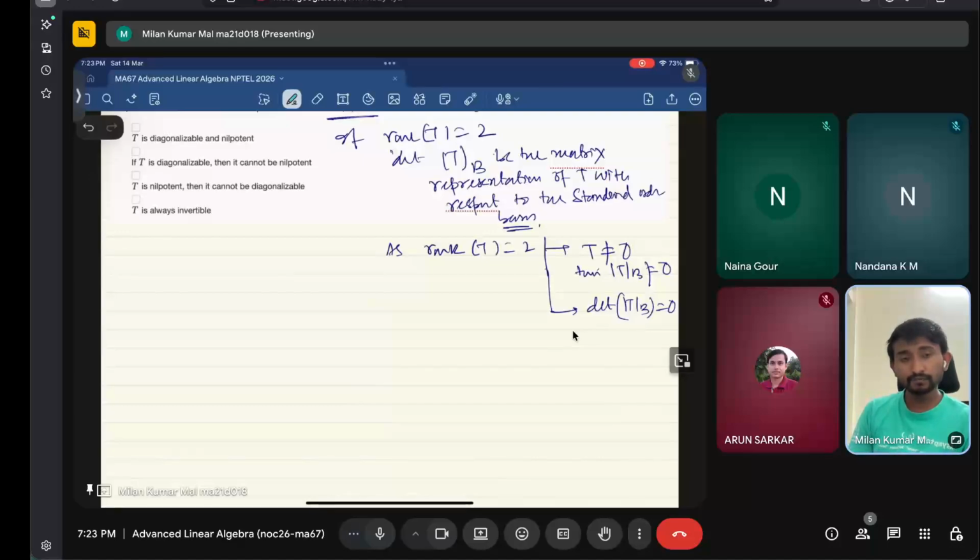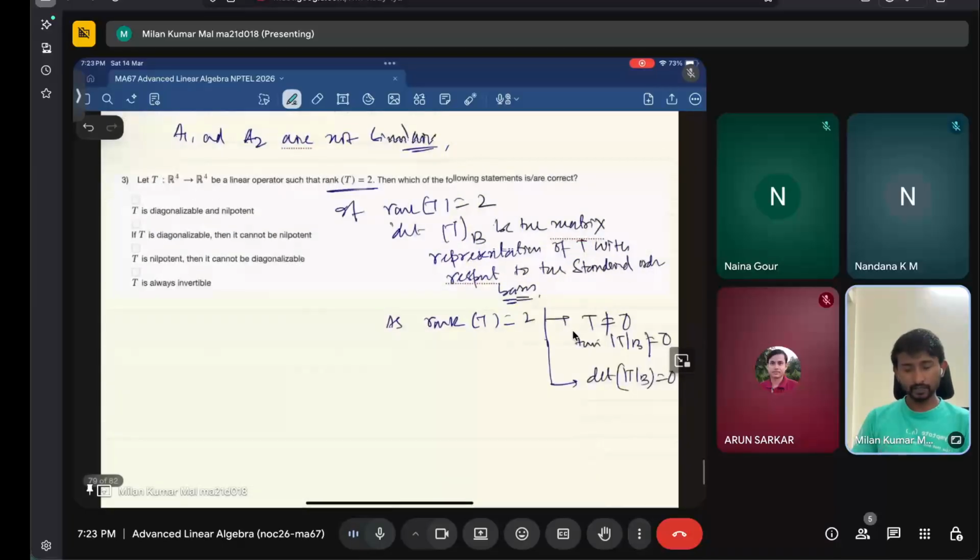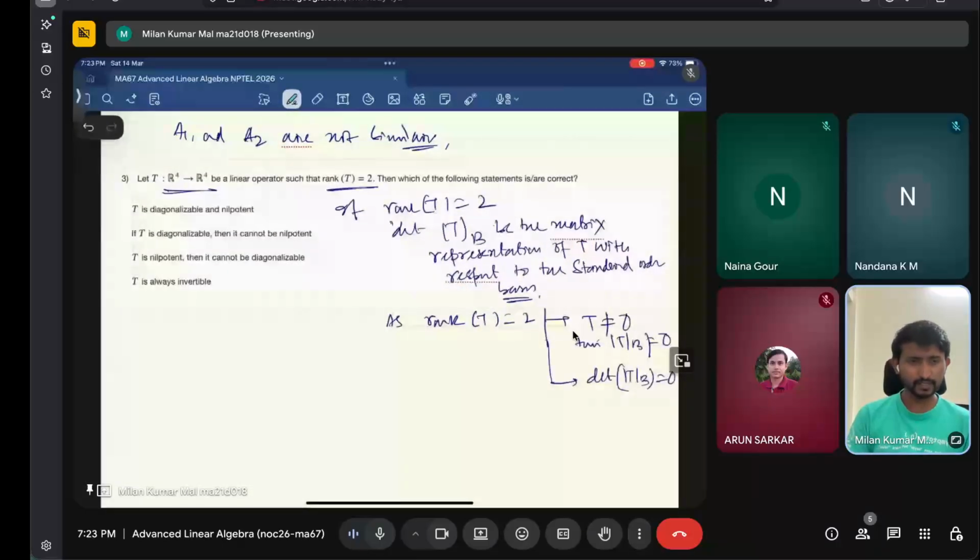Another fact is that as rank of T is 2 and T is a linear operator on dimension 4, the matrix representation of T with respect to any basis will be a 4 by 4 matrix. That means T is not invertible, because if T were invertible, the rank would be 4. That's clear.